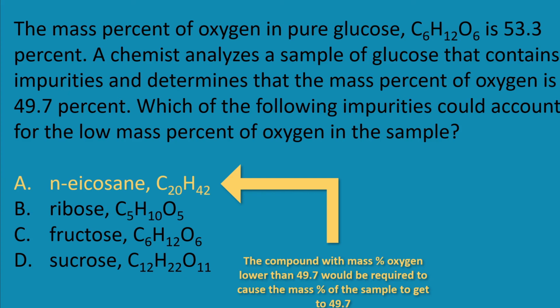Now, if you actually calculate the rest of these, you'll know that the ribose and the fructose both also are 53.3%. The sucrose is less than 53.3, but it's greater than 49.7. So it is not possible that it can bring down the percent mass of oxygen to 49.7 because it itself is higher than 49.7. However, they're not going to try to trick you with multiple right answers. This is one where you should be able to just pick out the quick right answer based on the fact that it has no oxygen. So it could be a very legitimate impurity in the sample.